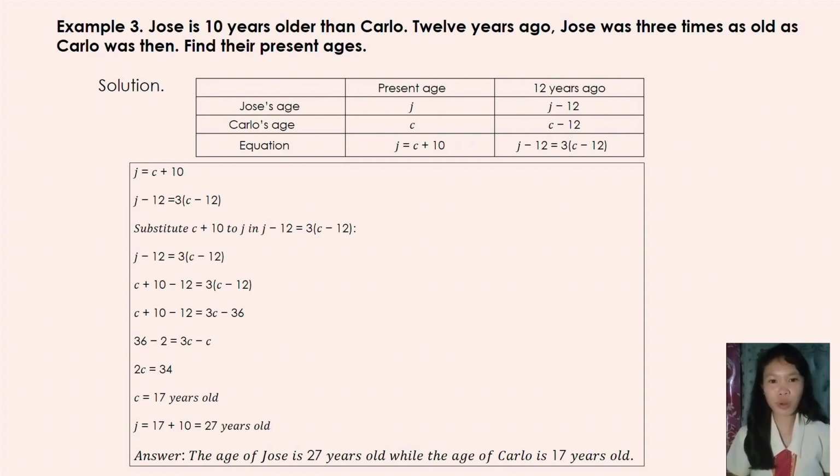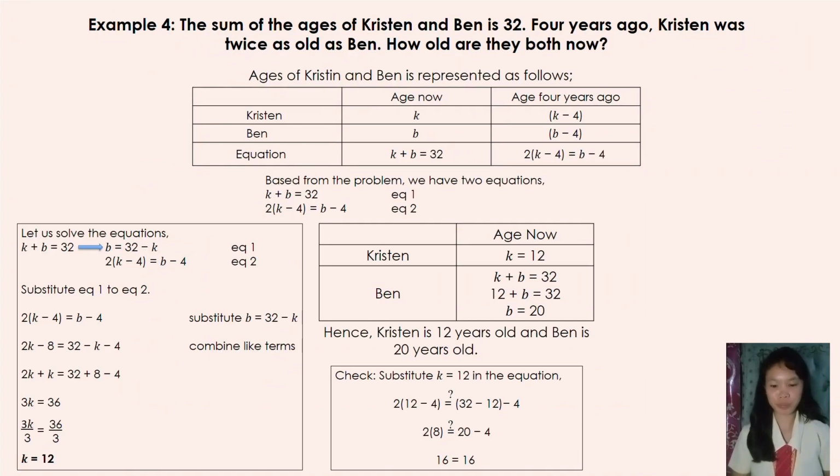So let us move forward to example number 4. So the sum of ages of Christine and Ben is 32. 4 years ago, Christine was twice as old as Ben. How old are they both now? So ages of Christine and Ben is represented as follows. So Christine's age now is represented by letter K, and Ben's age now is represented by letter B. And the equation for their age now is represented by K plus B is equals to 32.